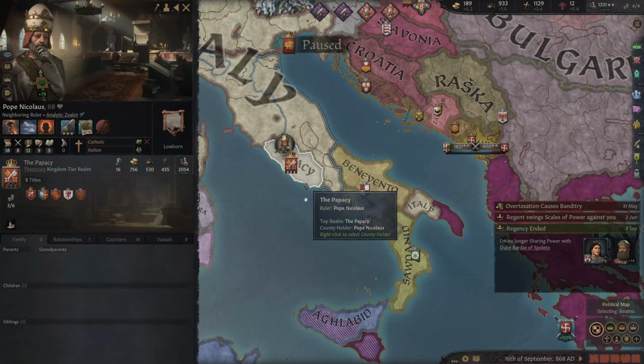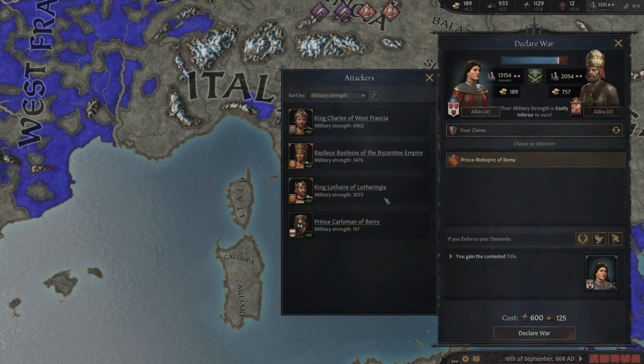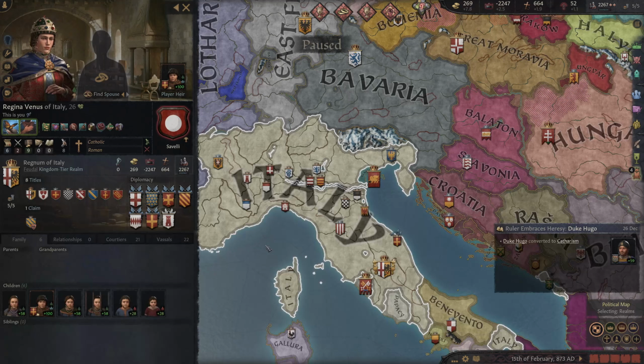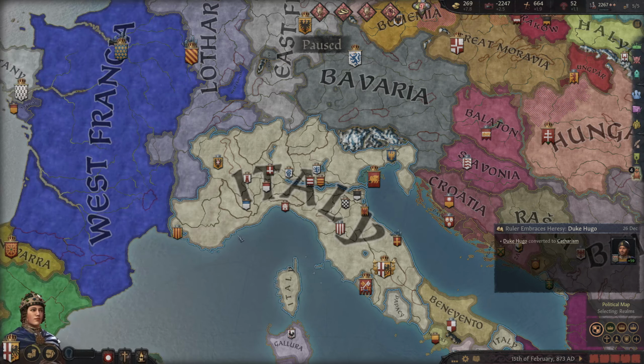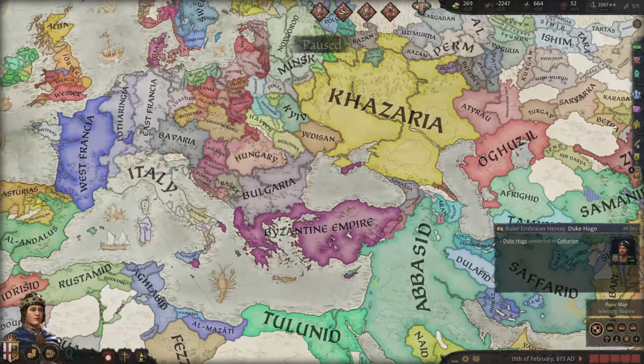Once we have the alliances and the claim on Rome, I can have my allies help me take over Rome. We can also use their help to become the Queen of Italy, and from here slowly build up our strength to reform the Roman Empire.